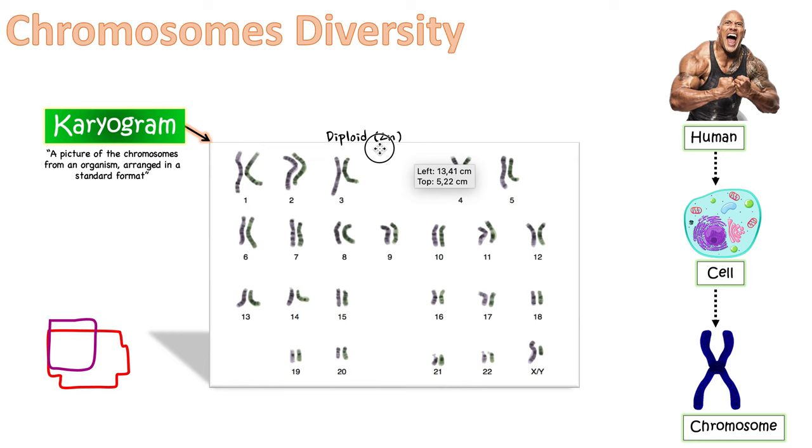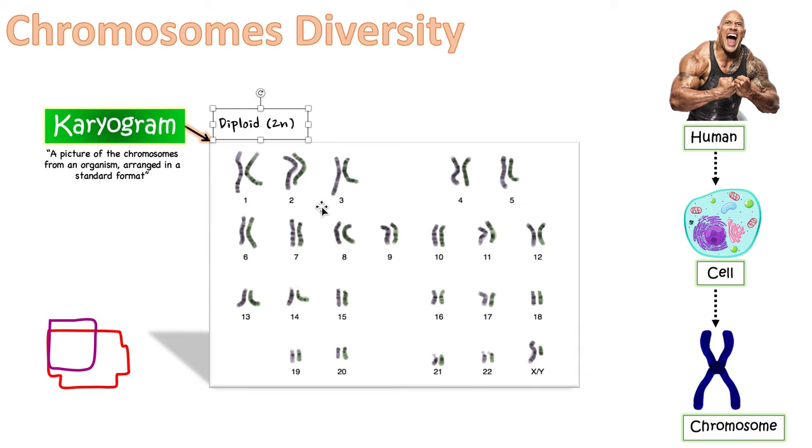Diploid. So this is a diploid karyogram because you have two of each pair, one from the mom, one from the dad. Almost all of your cells have this scenario in their nucleus, okay? There's only two kinds of cells that don't have this, and I'll tell you what they are now. So one is from your mom, one is from your dad.